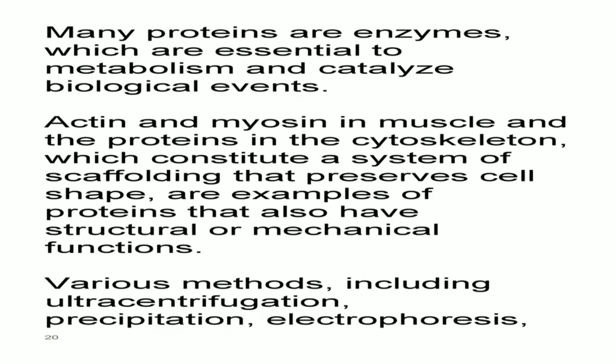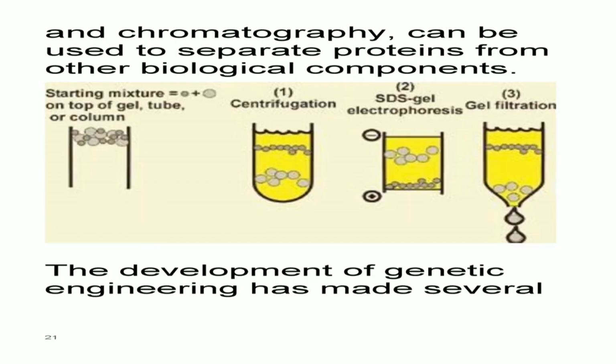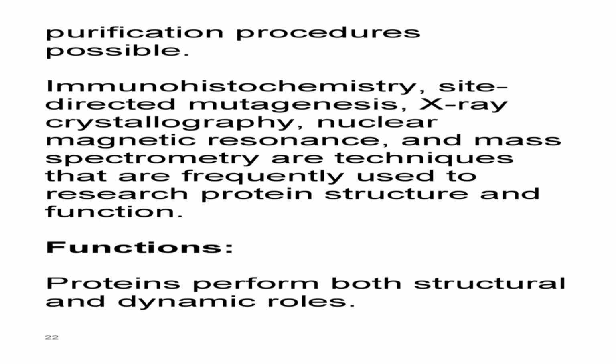Actin and myosin in muscle and the proteins in the cytoskeleton, which constitute a system of scaffolding that preserves cell shape, are examples of proteins that also have structural or mechanical functions. Various methods, including ultracentrifugation, precipitation, electrophoresis, and chromatography, can be used to separate proteins from other biological components. The development of genetic engineering has made several purification procedures possible.